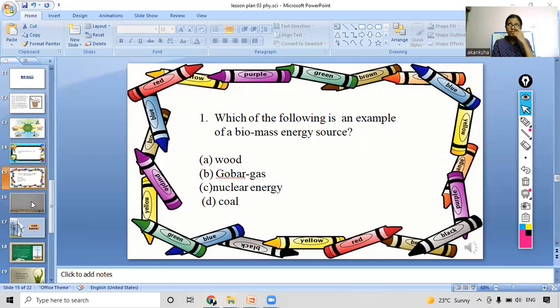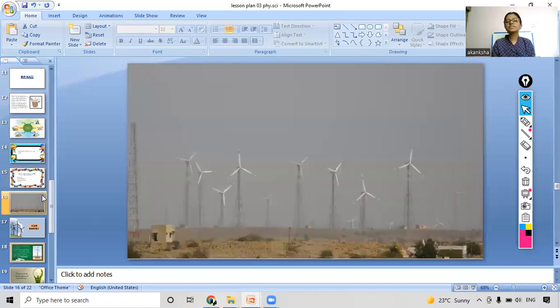Okay, so now what can you see in this picture? Some of you must have seen this, some of you must not have. But what can you guess? Like, what are these fan things? Okay, yes, these fan things. Yes, they are the wind power plant. Okay, yes, very good. They are the wind power plant.